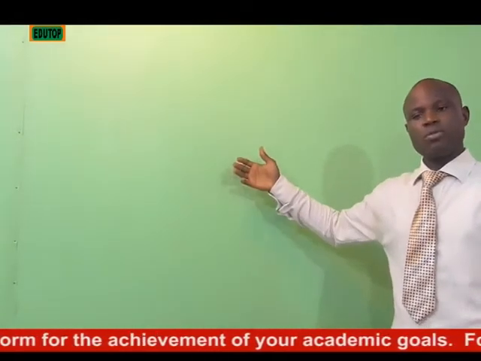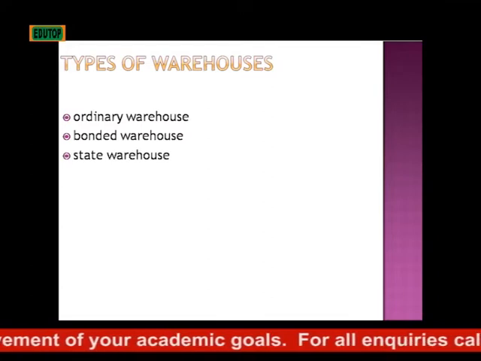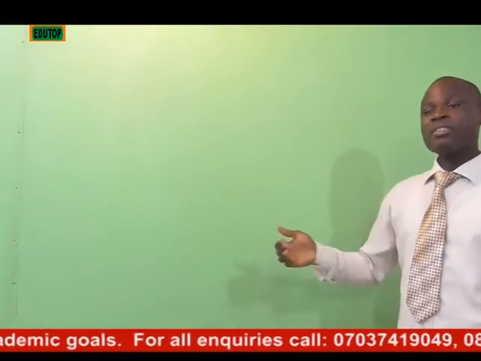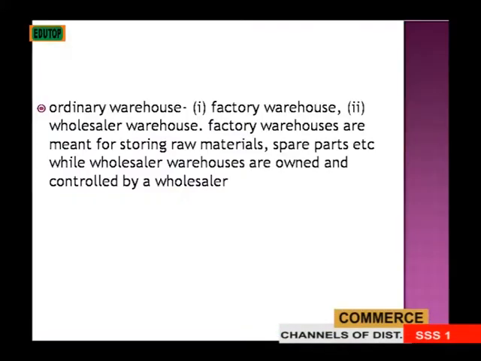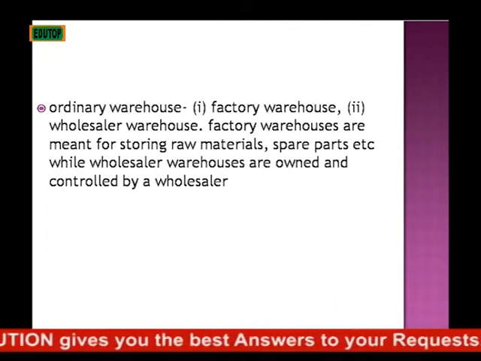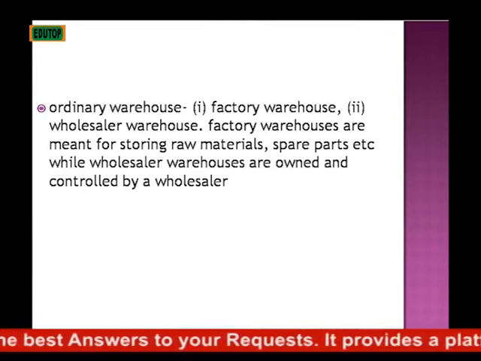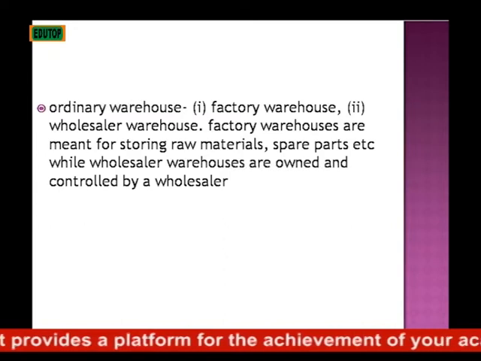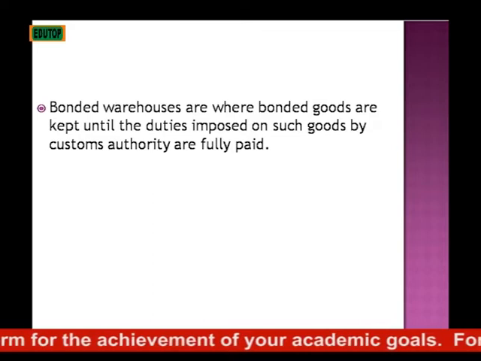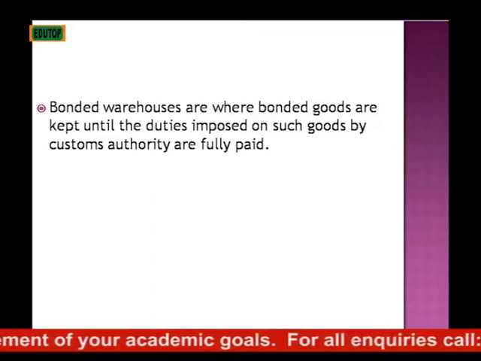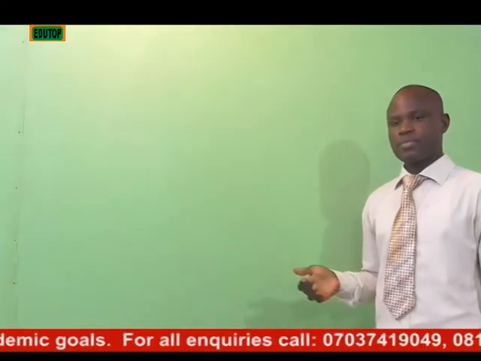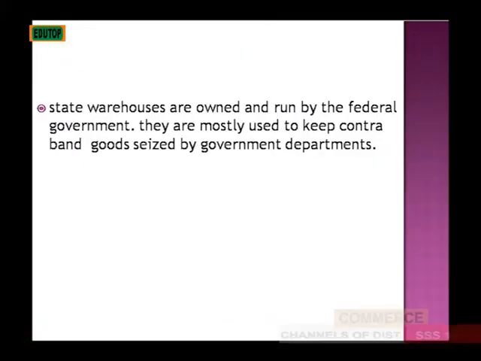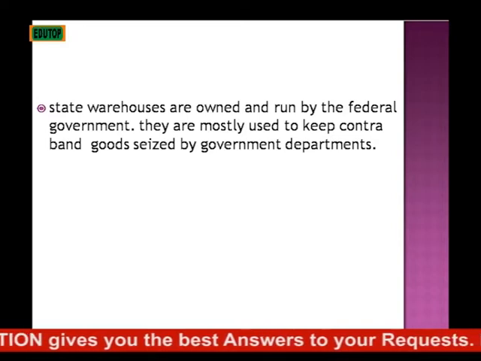Types of warehouses. We have the ordinary warehouse, the bonded warehouse, and the state warehouse. Under ordinary warehouse, we have the factory warehouse and the wholesaler warehouse. Factory warehouses are meant for storing raw materials, spare parts, etc., while wholesaler warehouses are owned and controlled by a wholesaler. Bonded warehouses are where bonded goods are kept until the duties imposed on such goods by the customs authority are fully paid. State warehouses are owned and run by the federal government. They are mostly used to keep contraband goods seized by government departments or units.